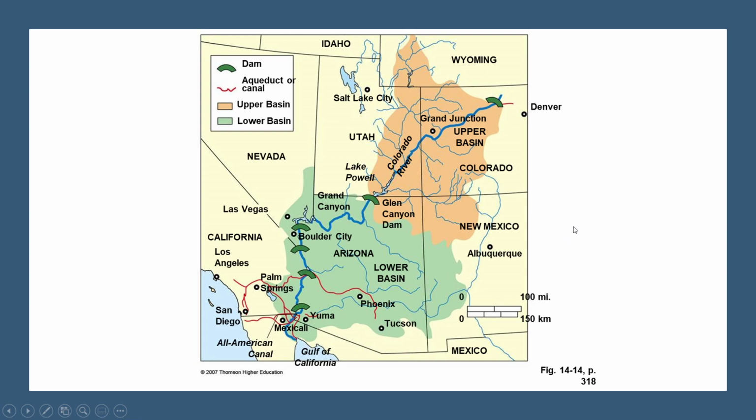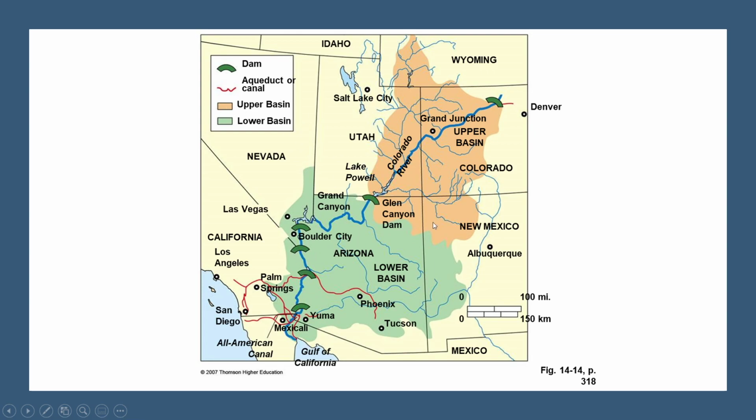So this is an example of the Colorado River and all of the dams on the Colorado River. So you can see the dams are in this little green here. So there's a dam here, there's a dam here, there's the Boulder Dam here, another dam down here, another dam here, another dam here.